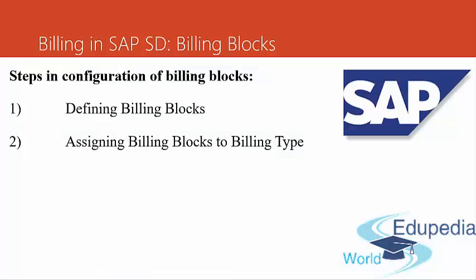Now we will talk about billing blocks. Billing blocks are sometimes required to stop or hold a document from being billed to the customer. For example, you may want to scrutinize all documents for a particular customer. You can achieve this by setting up an automatic billing block at the customer level. There are two steps in configuration of billing blocks: defining the blocks and assigning them to billing documents.